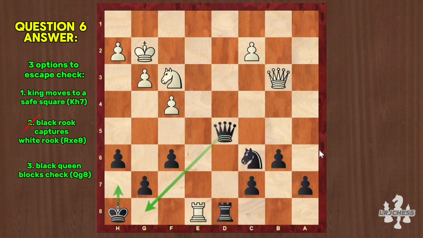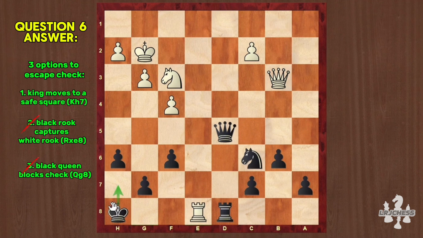The second way would be to block the check with queen to g8. But this is bad for two reasons. First, you may instantly see the rook could capture the queen, and we know that queens are stronger than rooks, so this would be good for white and therefore bad for black. But you may also see the white queen all the way in the corner could also capture the black queen. And if this is done, this would actually be checkmate. So blocking the check with the queen is even worse than capturing the rook on e8. So this one is out of the question.